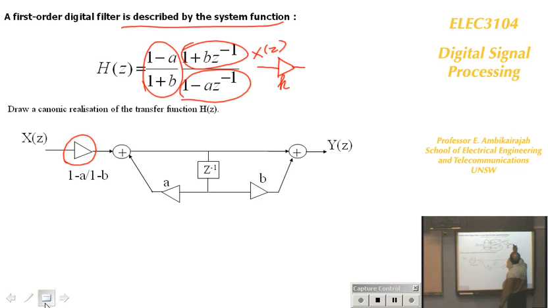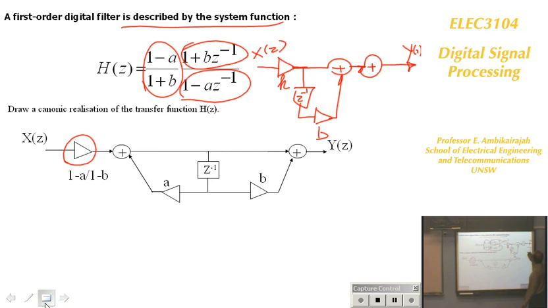And then I delay this one, z to the minus 1, and then B here, and it goes here. And that one then goes back, and plus. And this is my y. And this is my delay, and then this is my A, and there. That is my system, correct system.